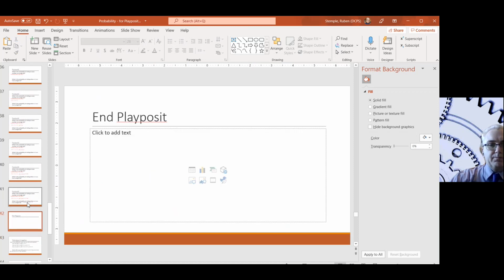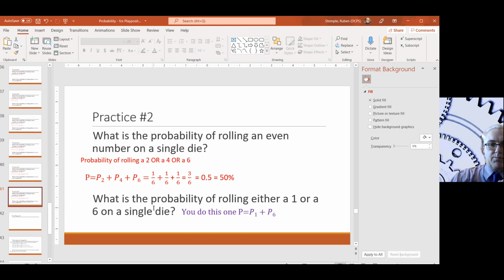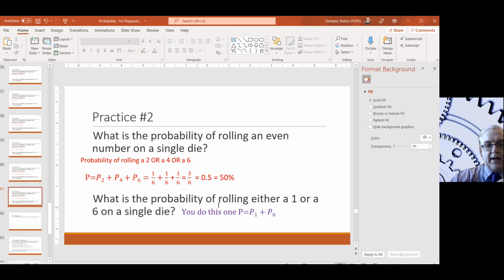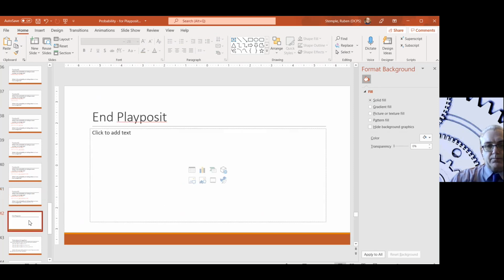All right, your turn. What's the probability of rolling either a 1 or a 6 on a single dice? A 1 or a 6. So you're using the plus, right? The probability of 1 or the probability of 6. And you're going to answer that in Peardeck. Give me an answer to 3 decimal places. And that'll be the end of our Peardeck.